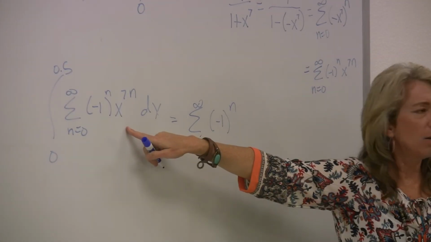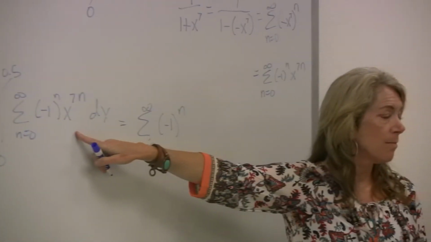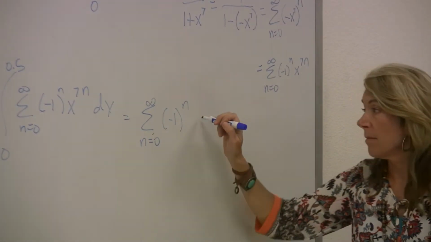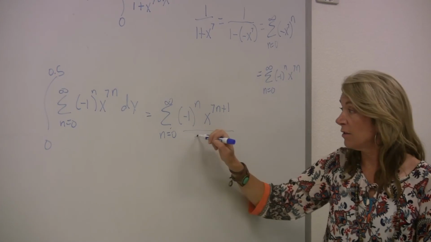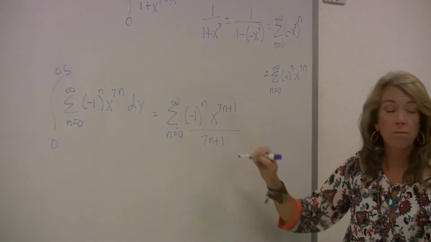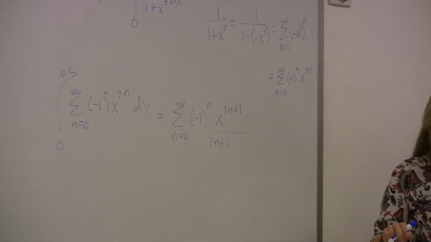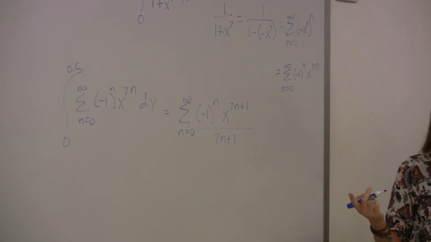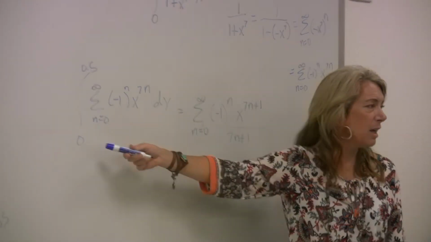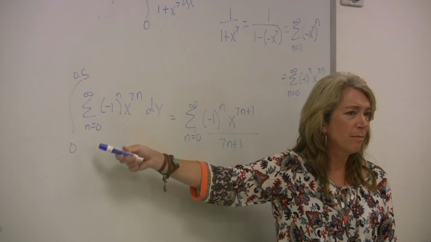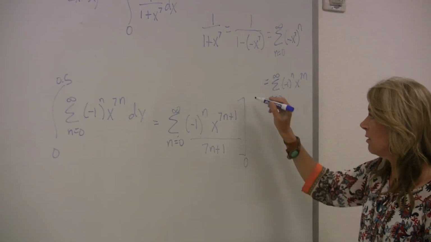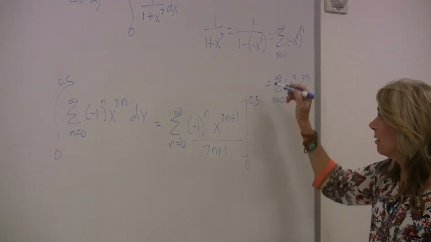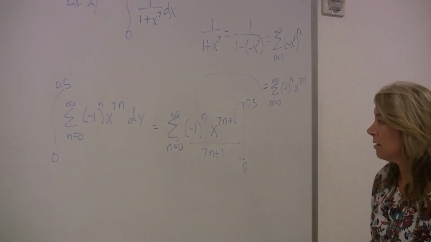What do I get when I integrate this term? x to the 7n plus 1, all over 7n plus 1. Technically there's a plus c, but because I have a definite integral, I don't need the plus c. And then I have to evaluate this from 0 to 0.5.